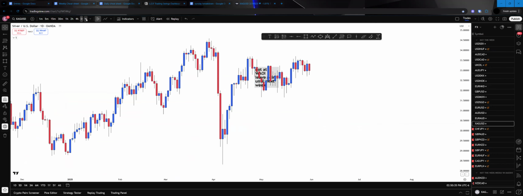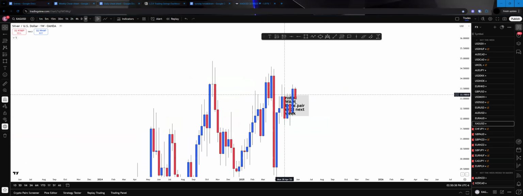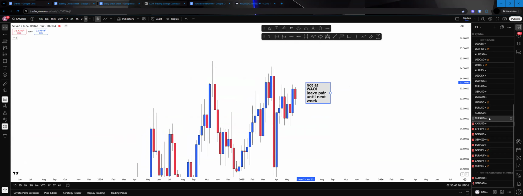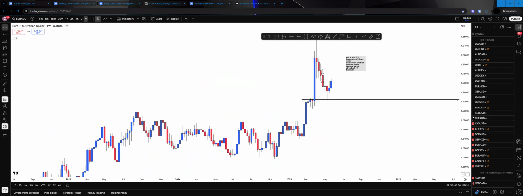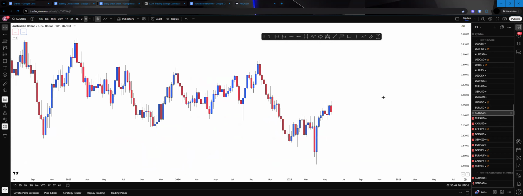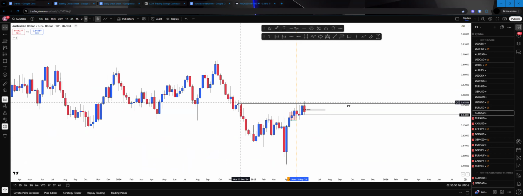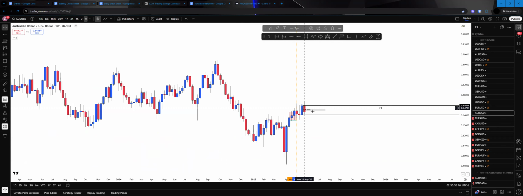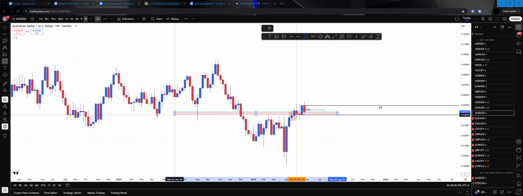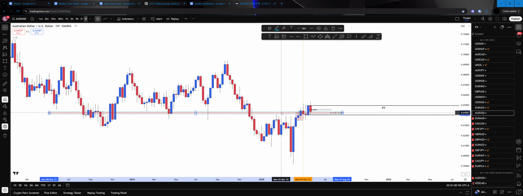Silver, we are not at a valid area of interest, so we can leave it. Your AUD, same thing. AUD USD, what's going on here? Higher high here. Nah, not at a valid area of interest.